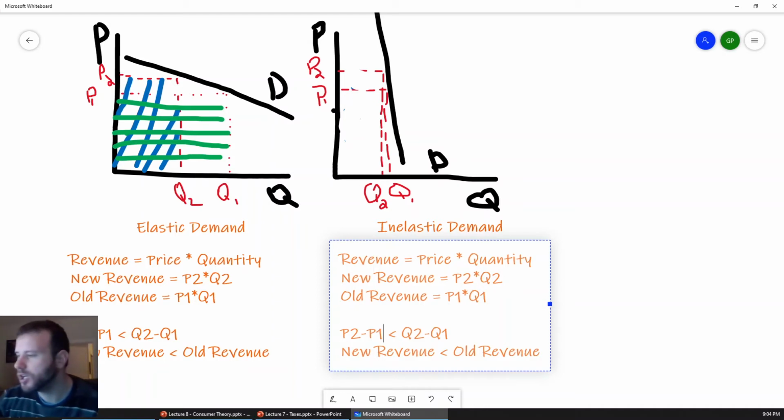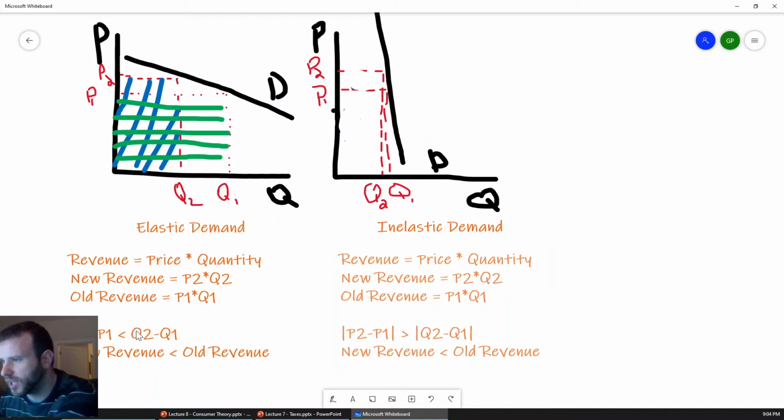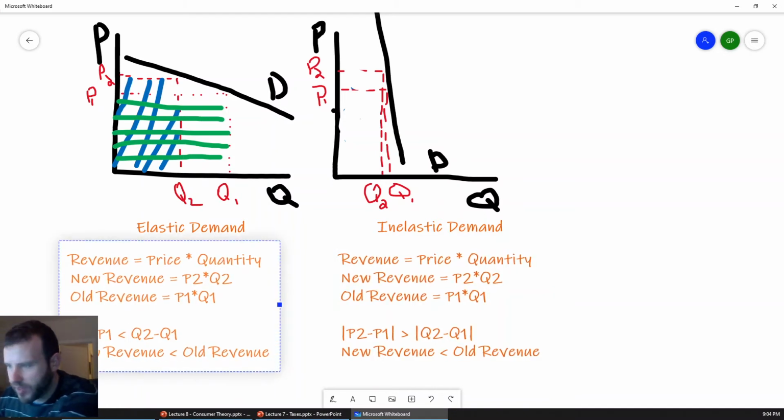Okay, but now the change in price from P1 to P2 is going to be greater than the quantity change from Q1 to Q2. Okay, and these should be in absolute values. I should have had that earlier. Okay, it's always going to be absolute value for elasticity, and that's just convention, because of the law of demand.